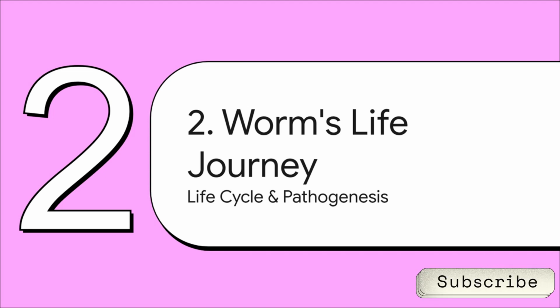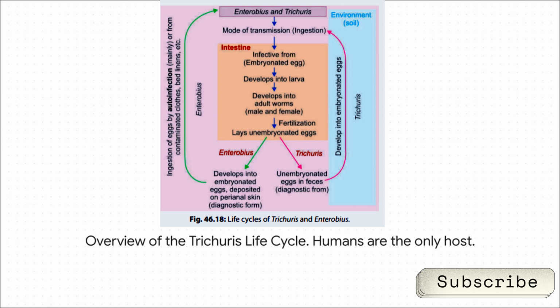Section 2 is all about the life cycle and pathogenesis. This is super high yield for exams, so pay close attention. Here's the 30,000-foot view of the life cycle. And the first thing you should notice is that humans are the only host. No intermediate hosts, no complex steps. That simplifies things a lot. The entire drama unfolds between humans and contaminated soil.